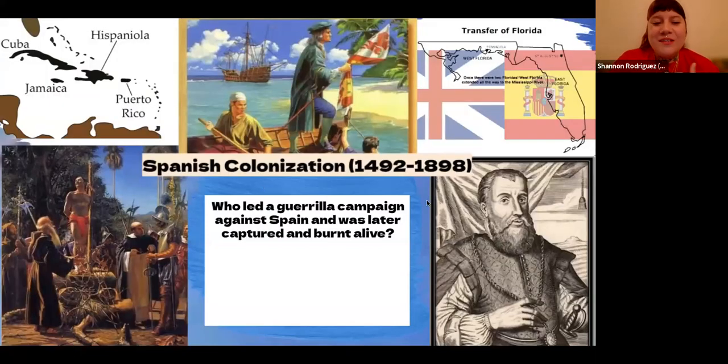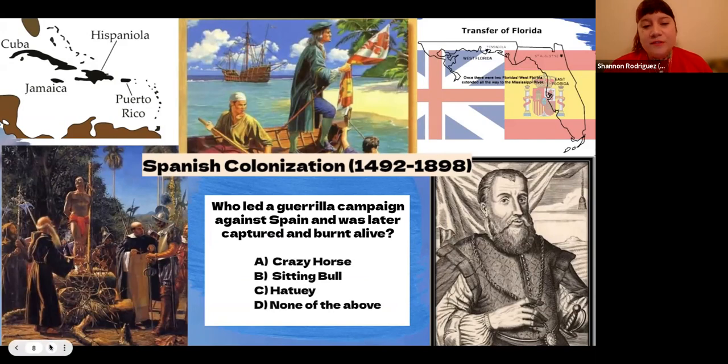All right. This is our first question, which I see, if you've been reading the chat, has already been talked about. Spanish colonization was 1492 to 1898. The question is, who led a guerrilla campaign against Spain and was later captured and burned alive? Let's do one more click, show everyone the options. Do we think it was A, Crazy Horse, B, Sitting Bull, C, Hatuey, or D, none of the above? Drop in the chat what you think.